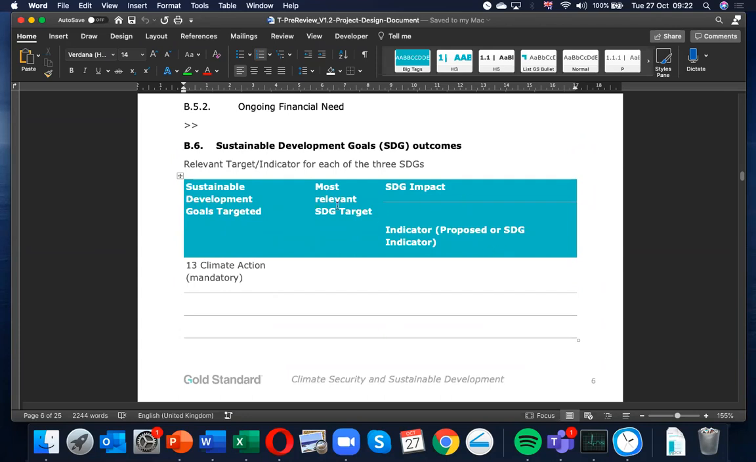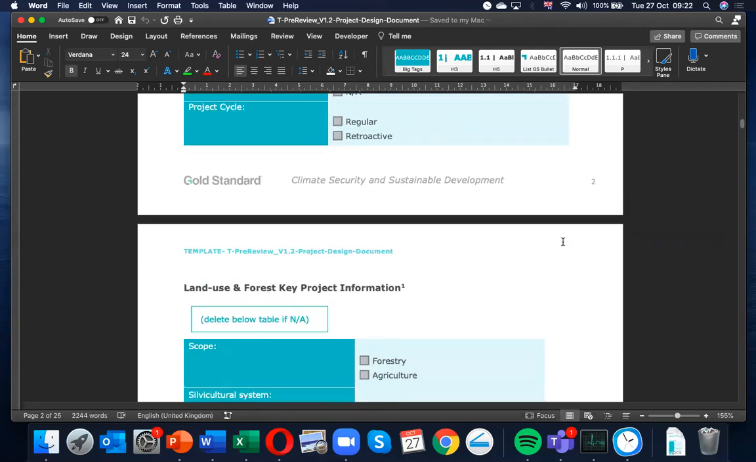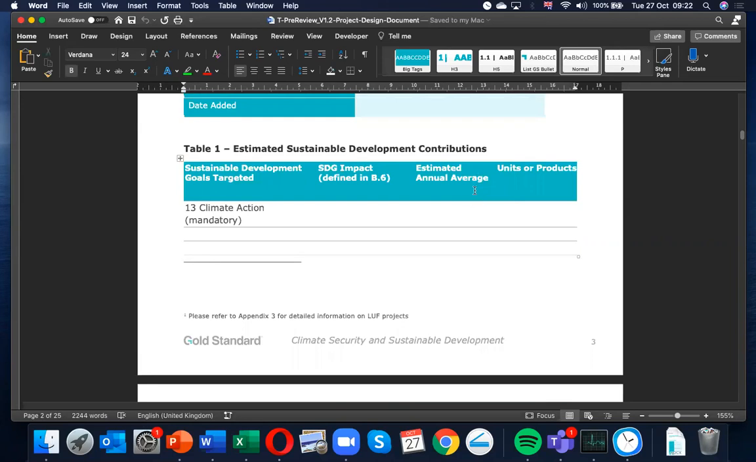What doesn't look familiar is this table, and it talks about relevant target, and it clarifies that the SDG impact is an SDG indicator, or it could be your own SDG, or your own proposed indicator. But the one thing that must be common is an SDG target. Once you've completed this table, the summary information that you provide in table 1 is a simplified version.